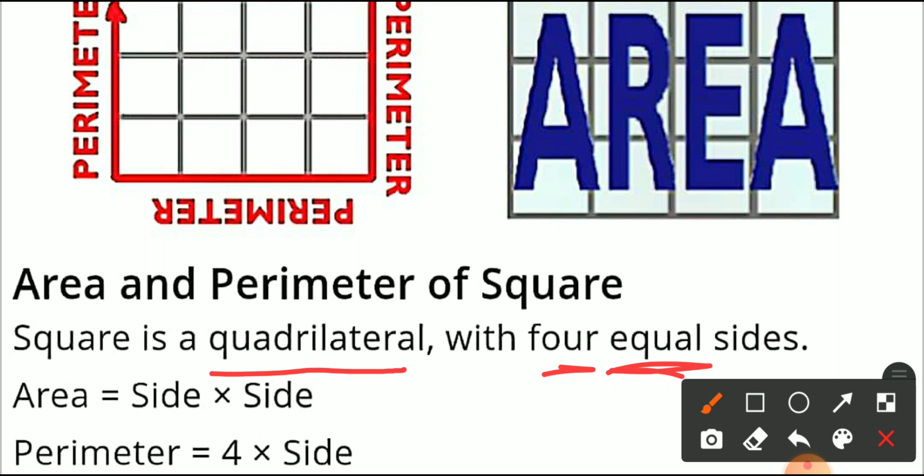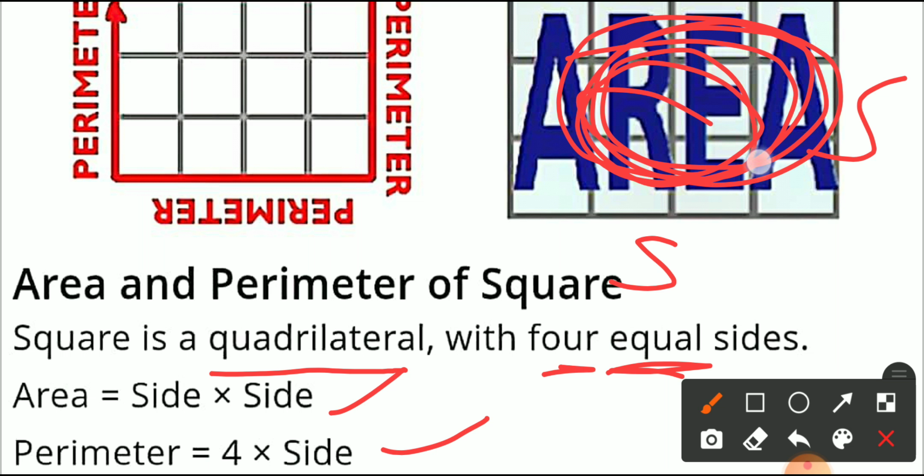So to calculate the area, what will we do? We will multiply side with side, and to calculate the perimeter, we will multiply 4 with side. Don't get confused in that. Many students get confused in this. To calculate the area of a square, we multiply side with side. Suppose this is a square, so this one side and this one side. If you multiply, you will get the area of the whole region. Clear? Perimeter is 4 multiplied by side.